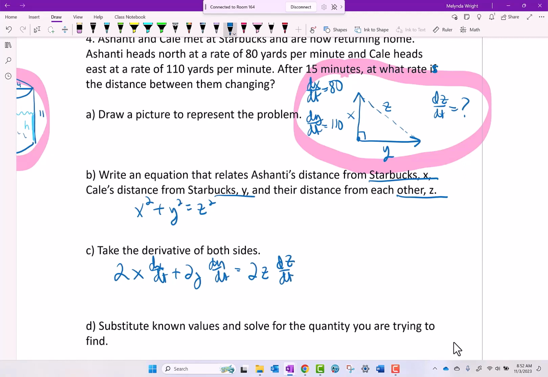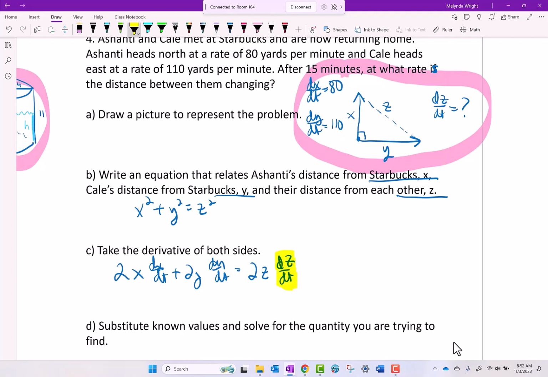Okay, so let's go through this process again. The setup is where I drew the figure and labeled everything. Step 4 is where we write an equation that relates all the variables together. Step 5 is where we take the derivative with respect to t. And the very last step is where we substitute the values in. I call that throwing the numbers in and figuring out what we're looking for. We're looking for dz/dt. That's what we're solving for.